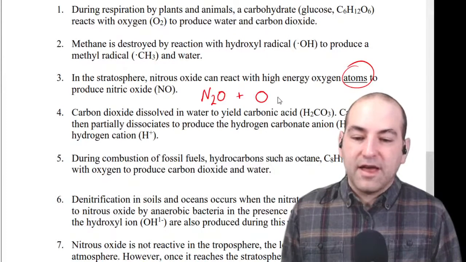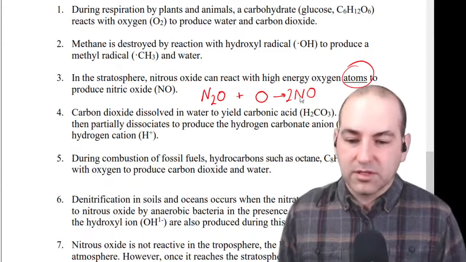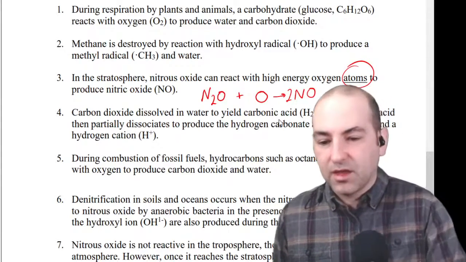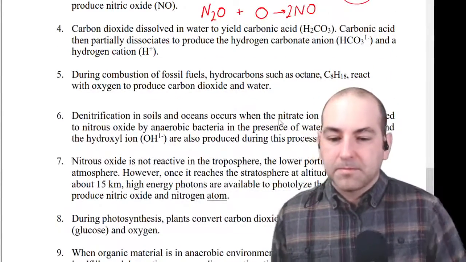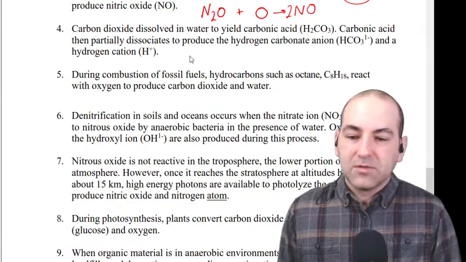So that's kind of weird. And then that's going to produce our nitric oxide, NO. Then we have to balance that by putting a 2 here. So that one's a little strange in that it has an extra O there. This fourth one's a little weird as well in that there's actually two steps.